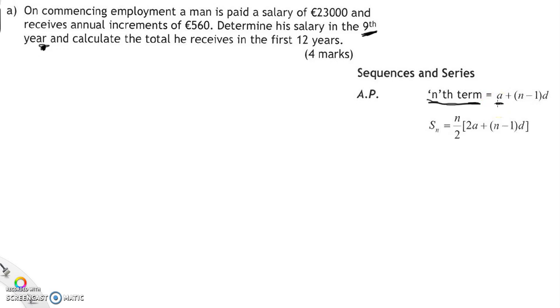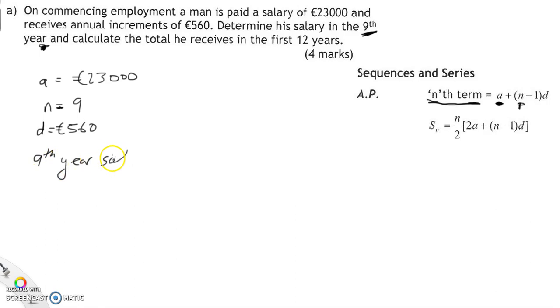What is A? In our question, A equals 23,000. N is going to be 9. N equals 9. And D is the difference. The difference every year is 560 euros.